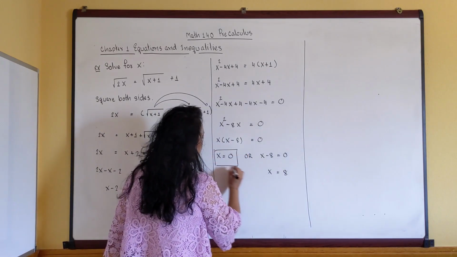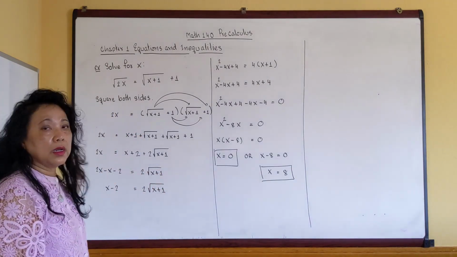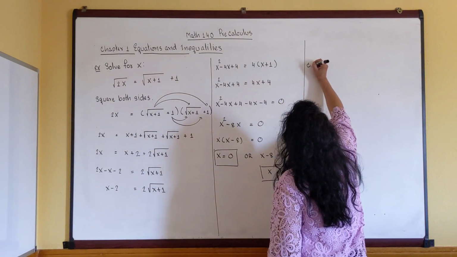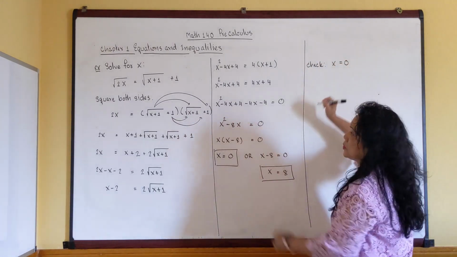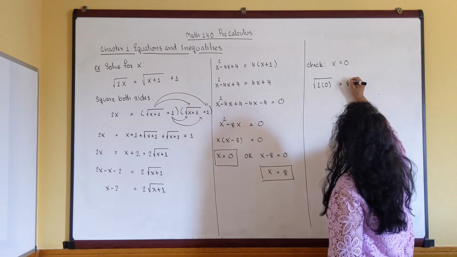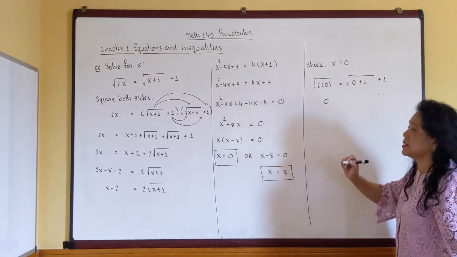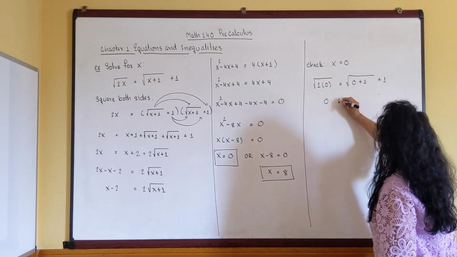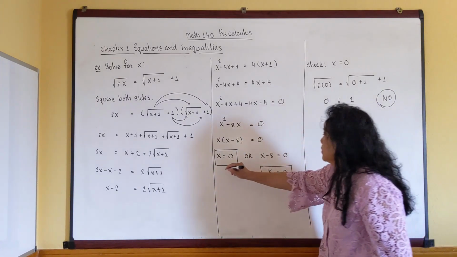Now I have two answers here. We have to substitute them back into the original equation to make sure that it's satisfied. So let's check. My first x is 0. Substitute in the original equation. I'm going to have square root of 2 times 0 is equal to square root of 0 plus 1 plus 1. This left hand side is just 0. The right hand side, square root of 1 is 1, plus 1 is 2. So not equal to each other. So no, it doesn't work. So this one doesn't work.